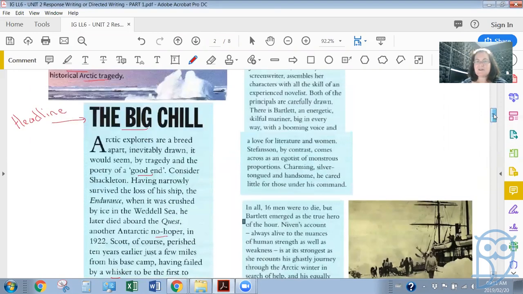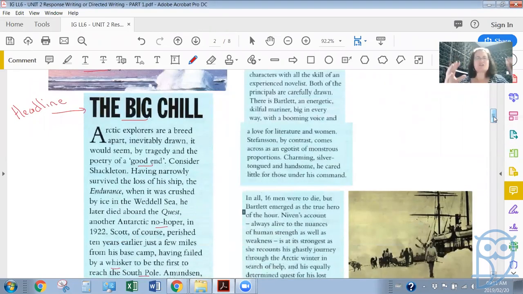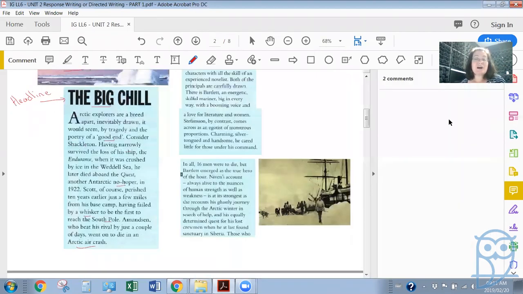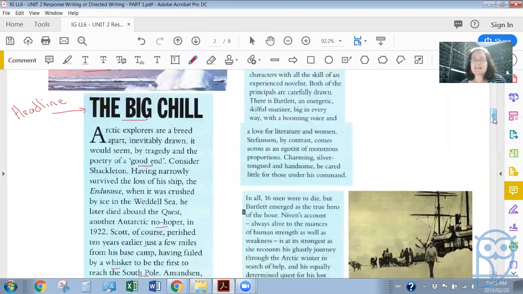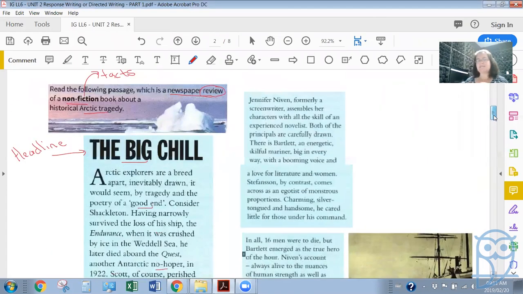Thank you. So, the article goes on with these little snippets of what's in the book, in this indirect way. And then later on in the article, you'll see, it starts to mention somebody else, somebody new. "Jennifer Niven, formerly a screenwriter, assembles her characters with all the skill of an experienced novelist." Is Jennifer Niven one of the explorers who went to explore the Arctic or the Antarctic?